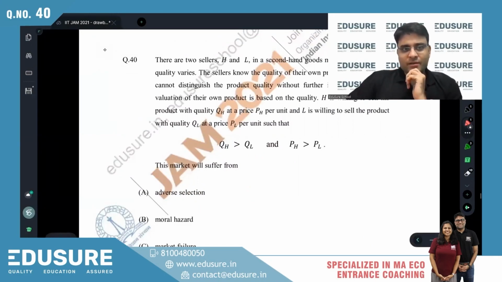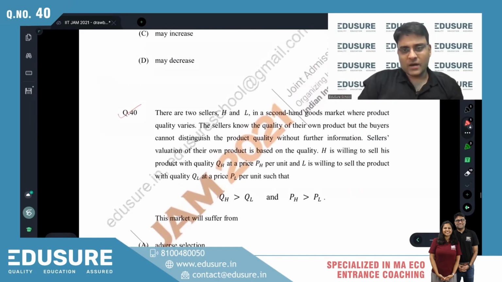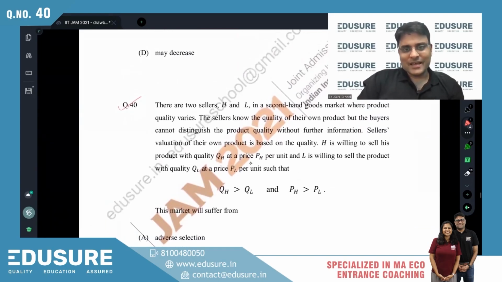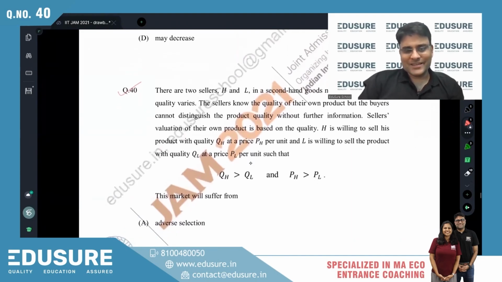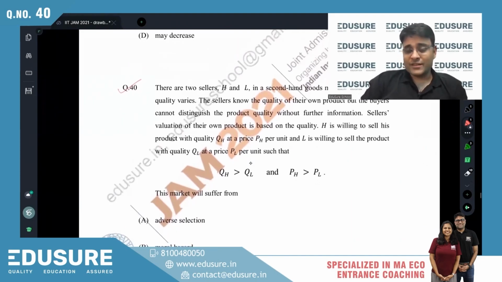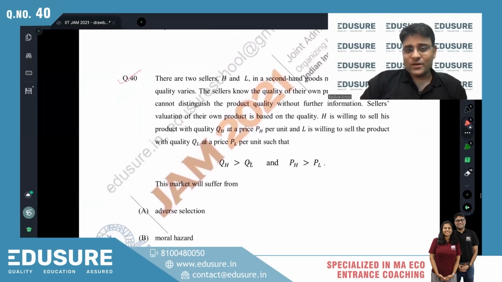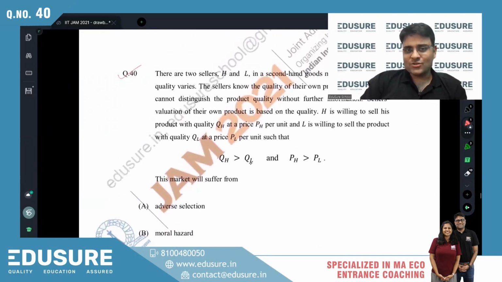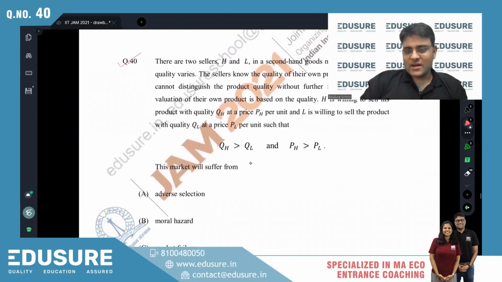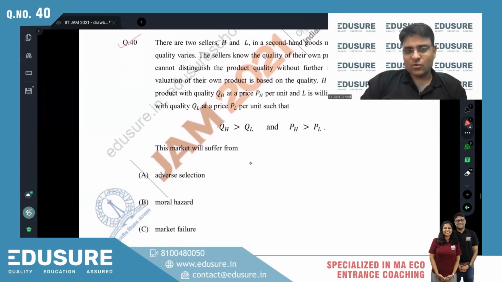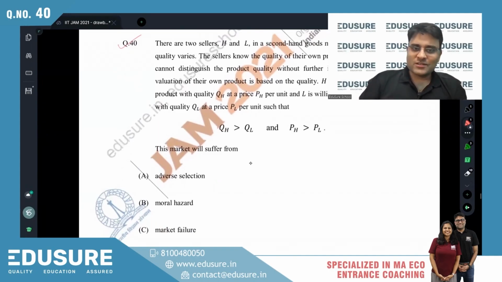IIT JAM 2021, question number 40. There are two sellers, H and L, in a second-hand goods market where product quality varies. The sellers know the quality of their own product, but the buyers cannot distinguish the product quality without further information. Sellers' valuation of their own product is based on the quality. H is willing to sell QH quantity at PH. L is willing to sell QL quantity at PL. So QH is greater than QL, PH is greater than PL. That is, a higher quantity of the higher quality will be sold at a higher price as well.